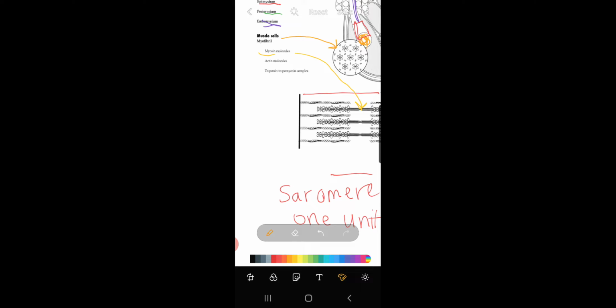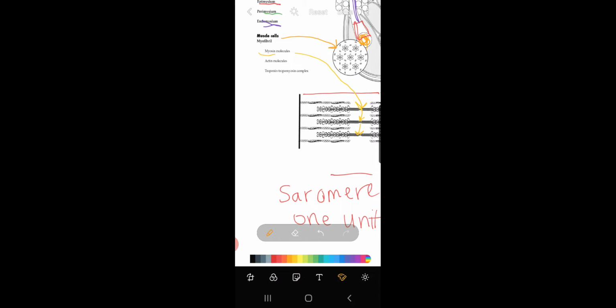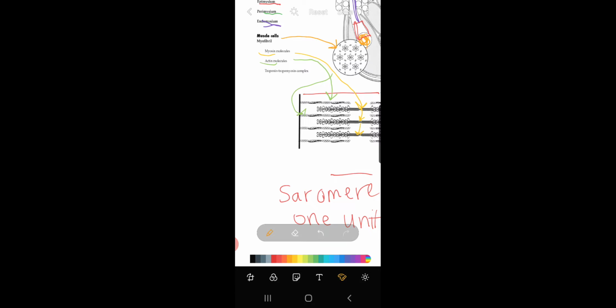In the middle, in this sarcomere, for this picture, we have 3. I'm just going to draw arrows to all those. Then you have your actin, and your actin is going to be your thin filament. In this picture, we have a lot more, so I'm not going to draw arrows to all of them.